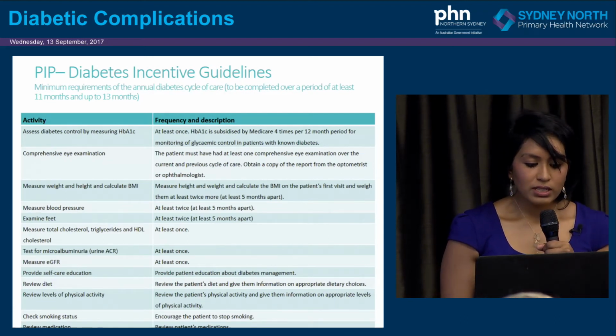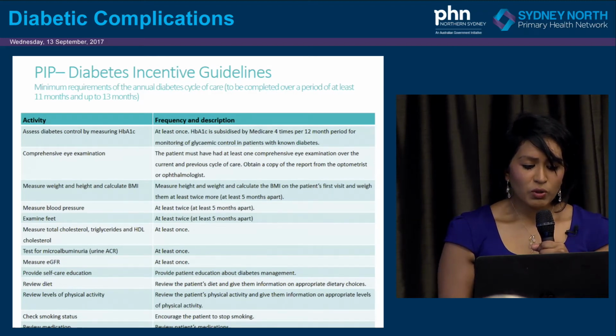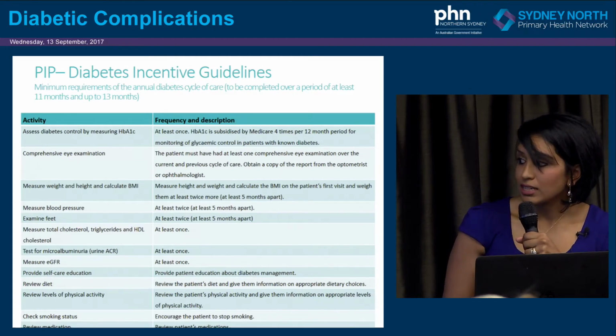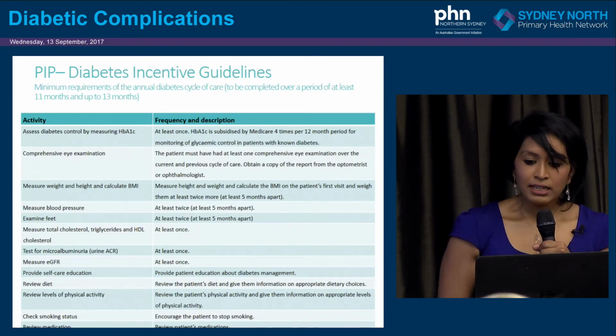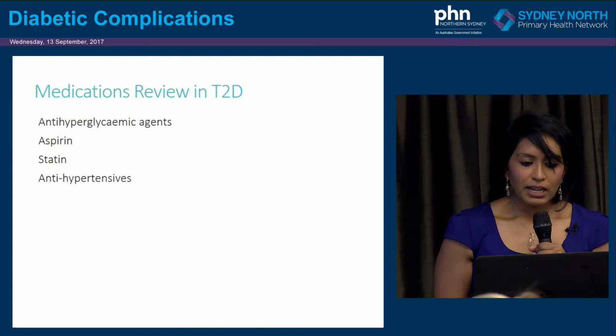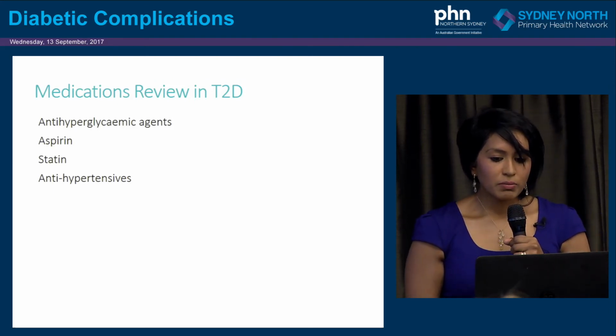Having lipids checked once a year, and urine albumin creatinine ratio and renal function once a year, and providing the patient with some education on diet and exercise, and encouraging them to stop smoking if they do. And to review patients' medications is the last item there, which you can't see. But I just wanted to touch on medications review in type 2 diabetes.